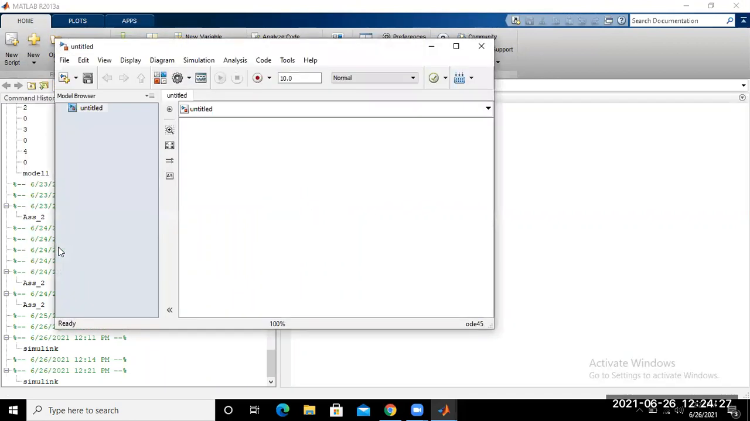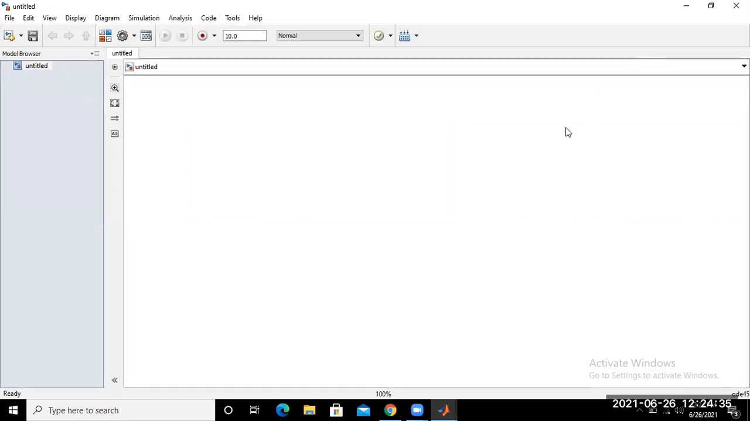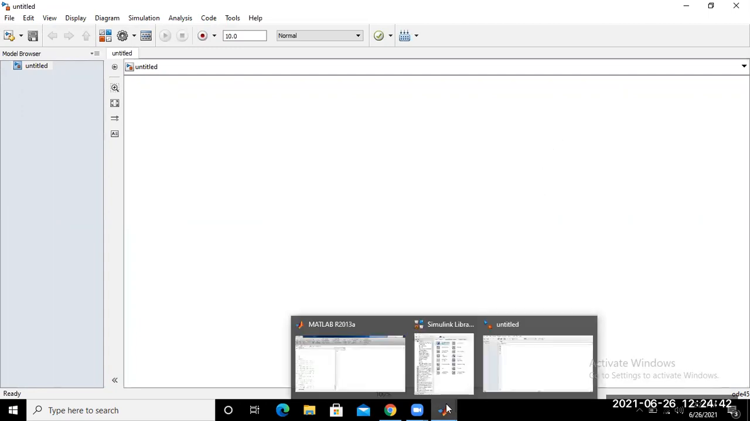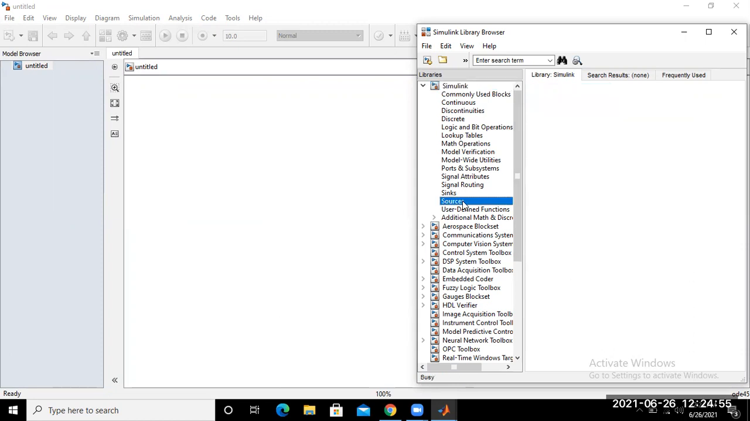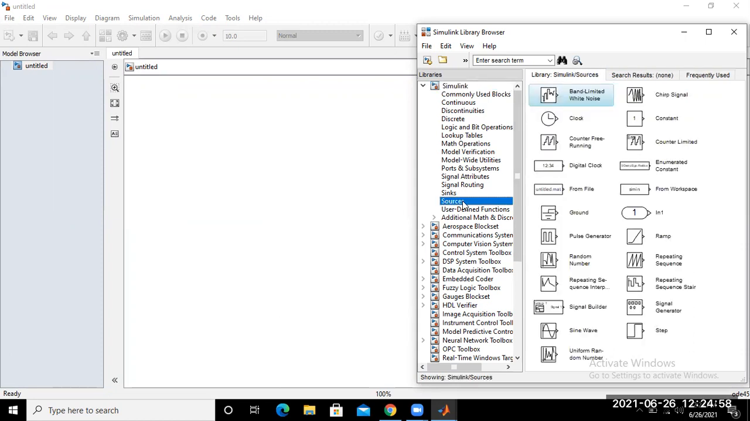Okay, so this is our workspace where we simulate the single phase full wave bridge type controlled rectifier. Go to the Simulink library. Whatever block you require, you can take from the library. First of all, go to the source part. Different types of sources are available here.